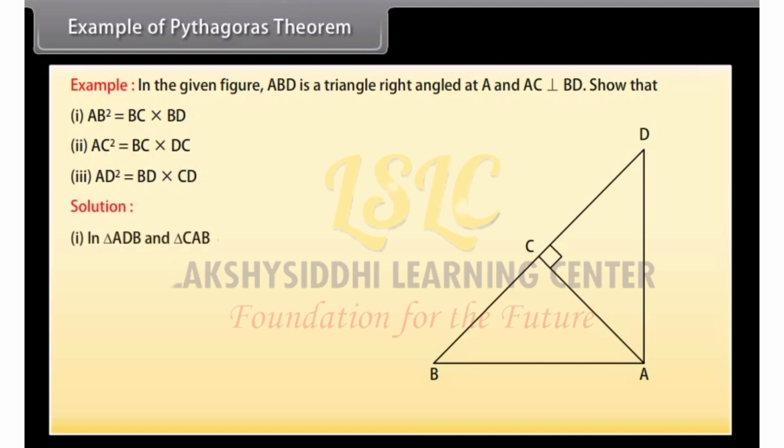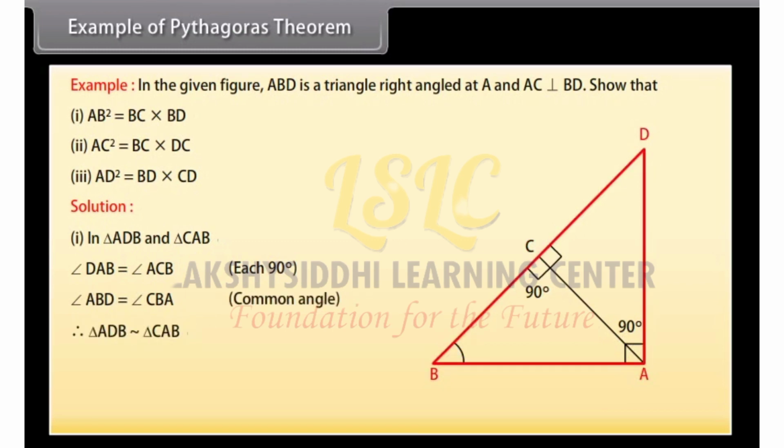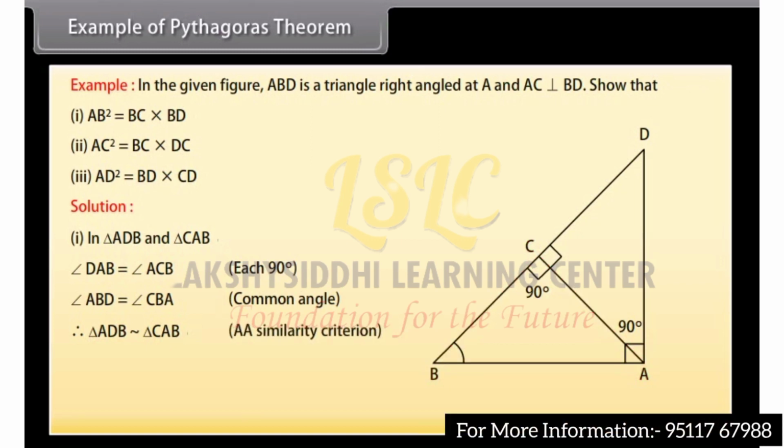Solution. 1. In triangle ADB and CAB, angle DAB equals angle ACB, each of 90 degrees. Angle ABD equals angle CBA, common angle. Therefore, triangle ADB is similar to triangle CAB by AA similarity criterion, which implies AB square is equal to CB into BD.